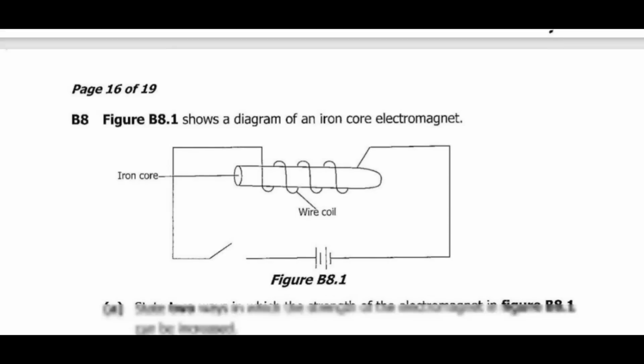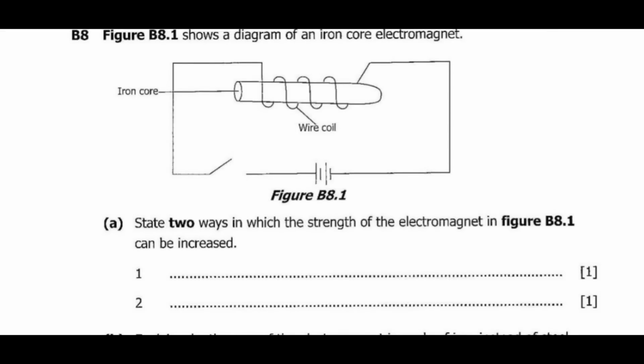So let's move on to question 8. In question 8, we are told figure B8.1 shows a diagram of an iron core electromagnet. So here it's just like a setup that they use to turn an iron core into a magnet. So state 2 ways in which the strength of the electromagnet in figure B8.1 can be increased. We can see that these are the coil, so these are turns.